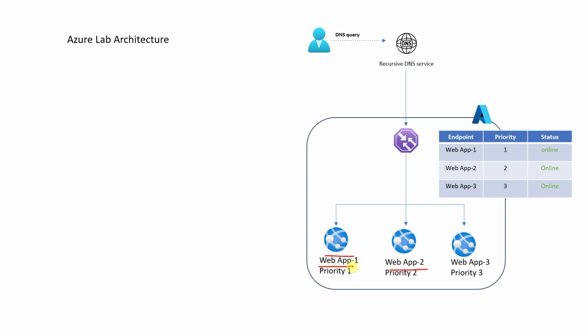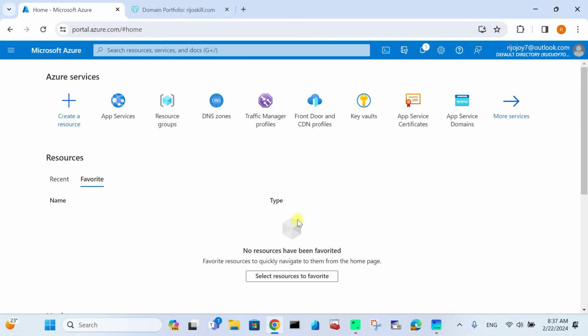I will create two web apps, web app 1 and web app 2, and then I will give the routing method priority 1 and priority 2. So now you can understand how the traffic will reach based on priority. Okay, so we will go to our Azure portal. We will discuss the Azure lab architecture. Okay, reach our Azure portal. So we needed to do our lab diagram here.